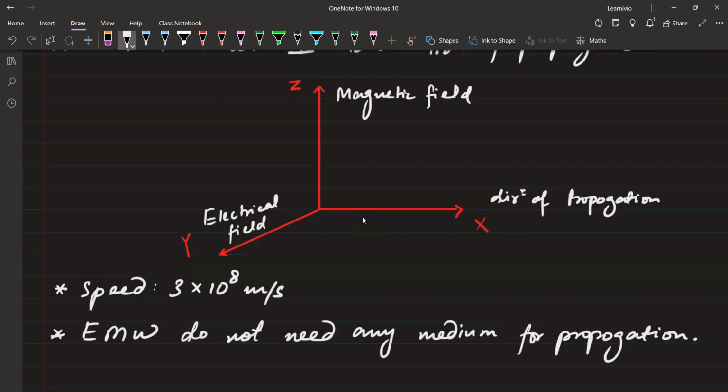For example, there are two waves that you must know. Sound wave requires a medium for propagation. Another wave we know is the water wave. Water waves obviously require water in order to move, otherwise they will not move. But electromagnetic waves do not need any medium for propagation. That is why the sunlight can easily reach the earth, because in between you are going to have vacuum.